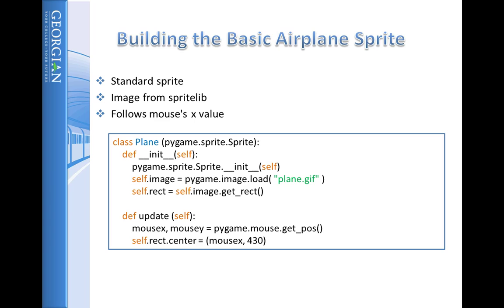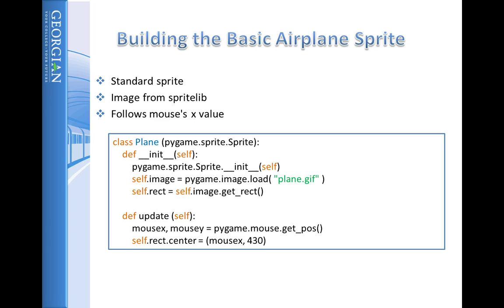In your constructor, which is this part here where it says init, you're also going to include the parent Sprite class constructor. You're going to have to call this parent constructor. Here's your self.image, and you're going to load your plane sprite from, in this particular case, the same folder as this file.